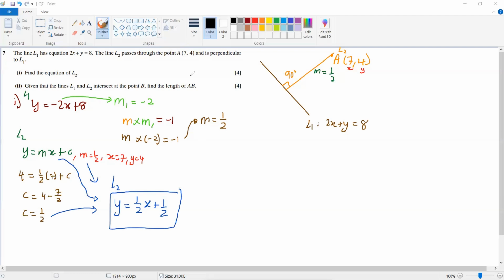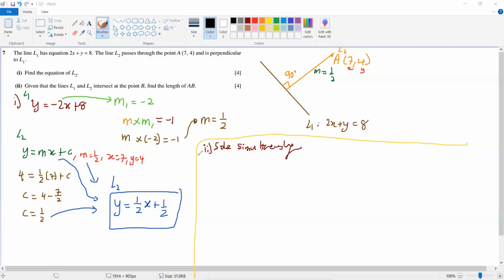Okay. And now let's go ahead to the second part, which says that given lines L1 and L2 intersect at point B, find the length of AB. So how do we find the length of AB? Ta-da. We need to find the intersection point first, the intersection point B. To get the intersection point, the thing we need to do is to solve simultaneously.